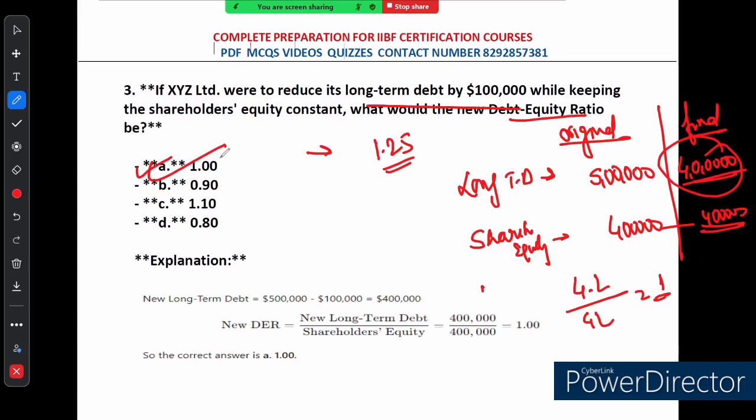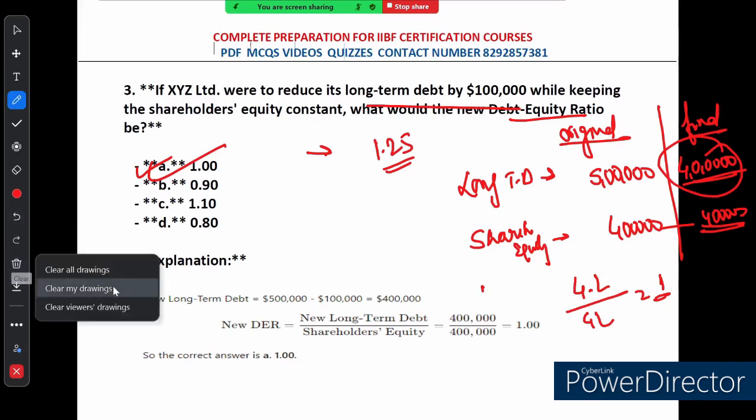So what does this new DER tell us? Well, now that the debt and equity are equal, XYZ has a balanced capital structure where every 1 unit of equity is matched with 1 unit of debt. This might be a more comfortable position for the company as it reduces its financial risk by lowering the amount of debt. Reducing debt can be a smart move for a company if it wants to decrease its financial risk, and it definitely affects key financial ratios like the DER. In the XYZ case, bringing the ratio down to 1 suggests a more balanced and potentially safer financial structure. Hopefully this concept is clear now.